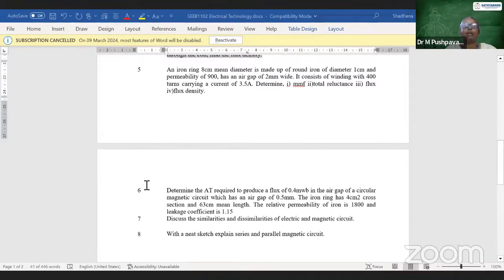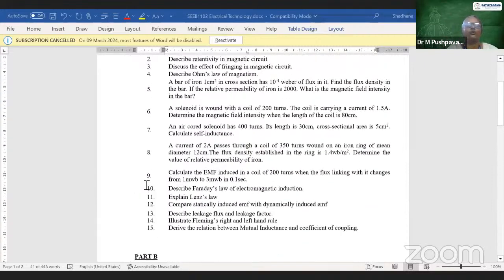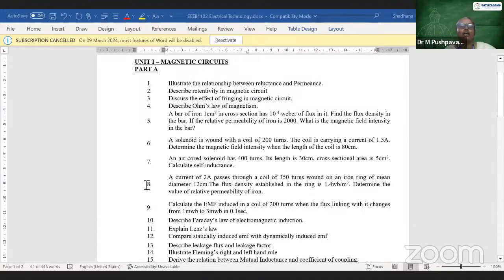We will see some important part B problems in the question. Before that, I will show you, illustrate the relation between reluctance and permeance. We all know that reluctance is what opposes the flow of flux, and permeance is the reciprocal of reluctance.